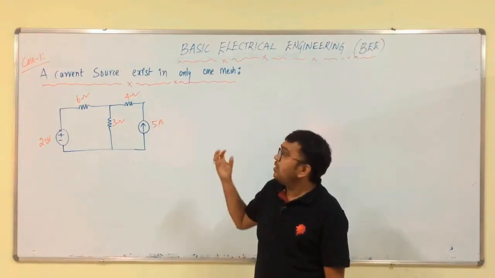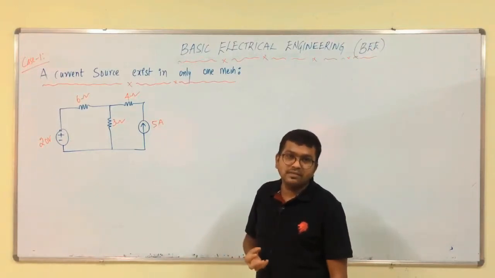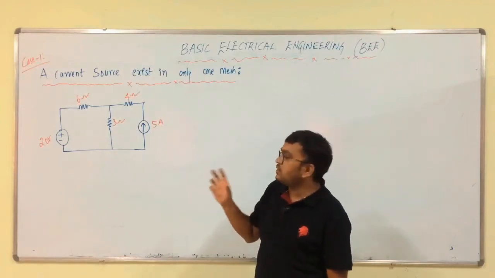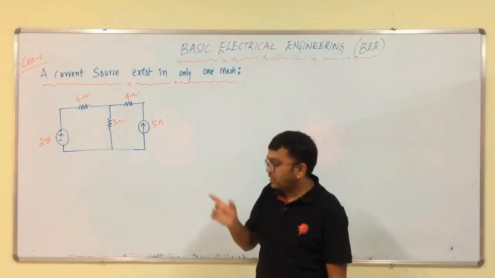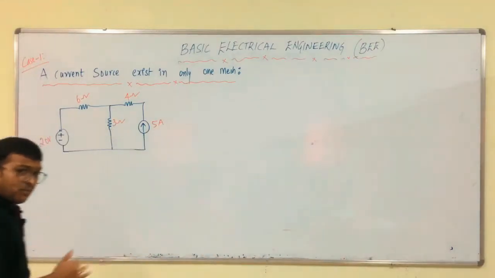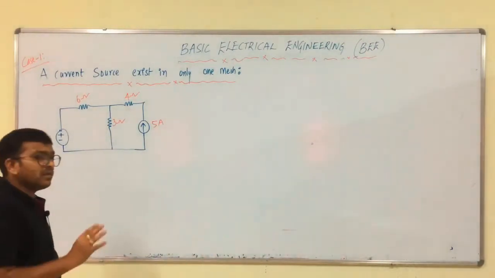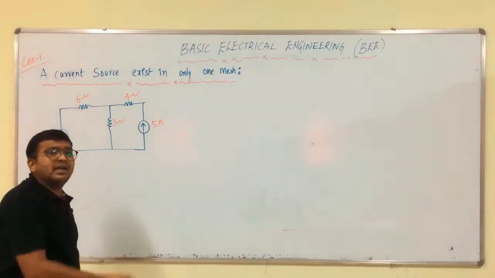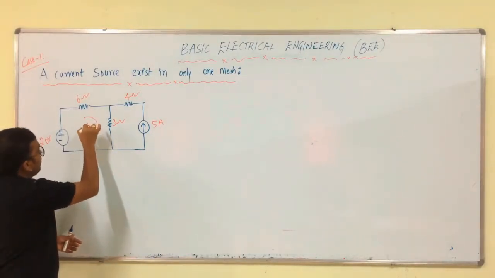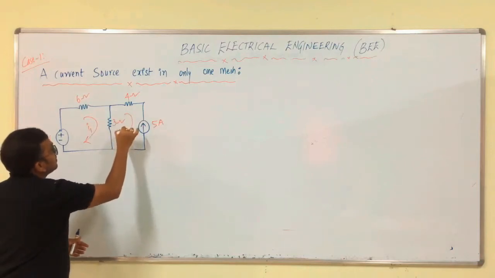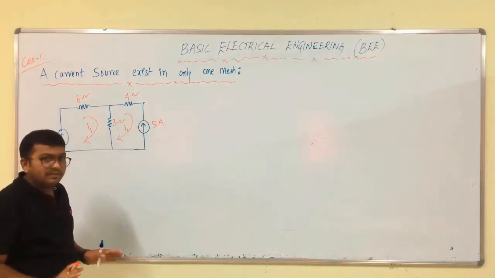So this is one of the cases, that should be case 1: a current source exists in only one mesh. For this problem, the same procedure we have to follow. Simple: first we have to assume our own current direction, then write the loop equations. This is I1, this is I2, clear.